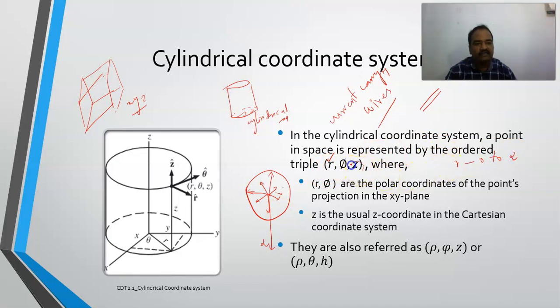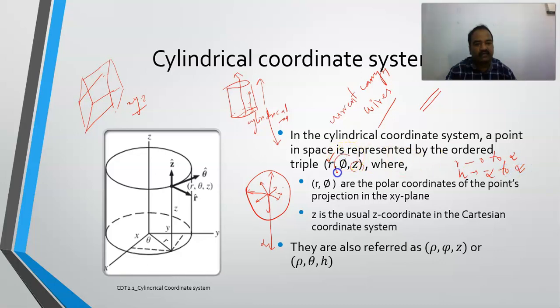The other one is z. Now this z is nothing but the height of the cylinder, the cylindrical view which we are going to consider. So let us suppose I consider a point here. This is the radius r, and this is h. So h can go in this direction or it can go in this direction. That's why I'll be considering h from minus infinity to plus infinity.